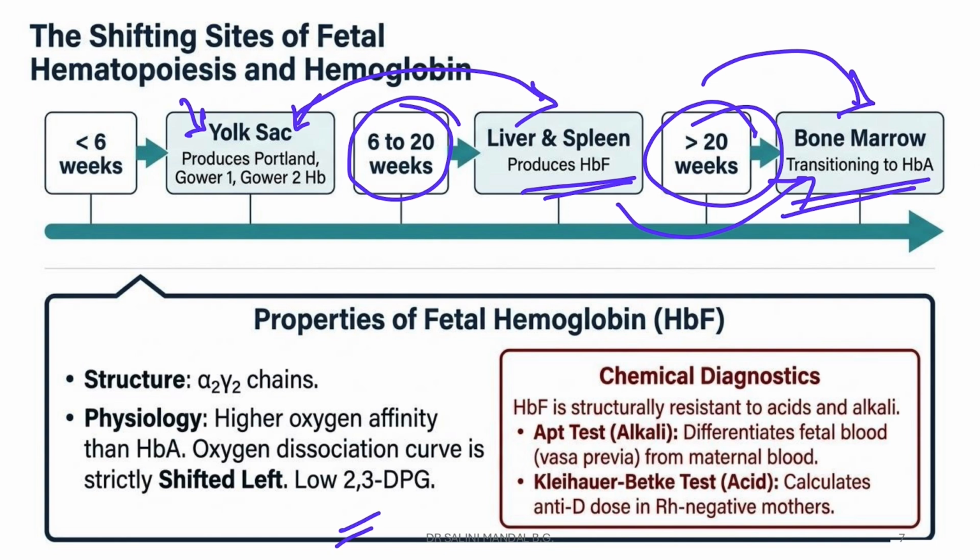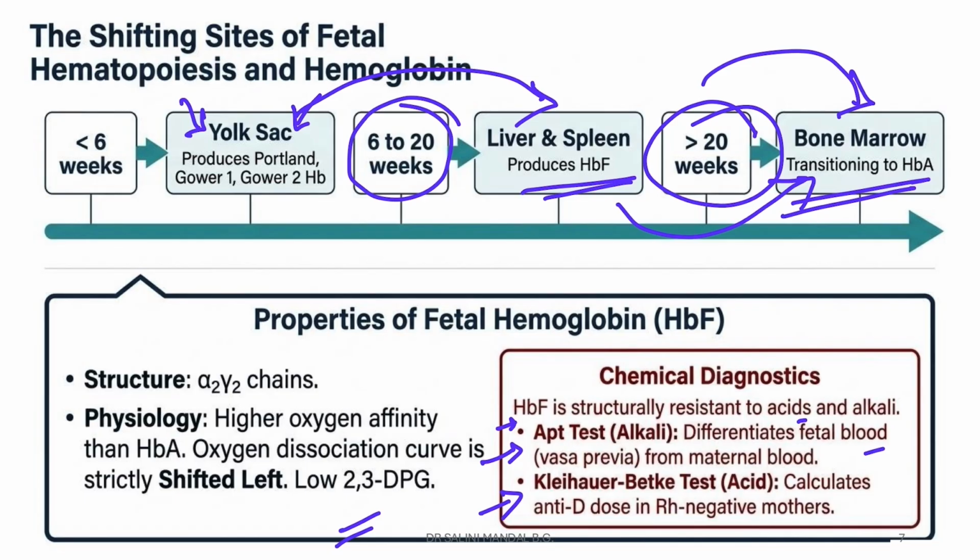So now, what are we going to do? We are going to do the APT test and the Kleihauer-Betke test. Remember this, it is very important when we talk about RH incompatibility. The APT test can differentiate between fetal blood and maternal blood, because fetal hemoglobin is structurally resistant to acids and alkalis. With that concept in mind, the APT test is done. It is the alkali one, wherein it differentiates between fetal blood and maternal blood.